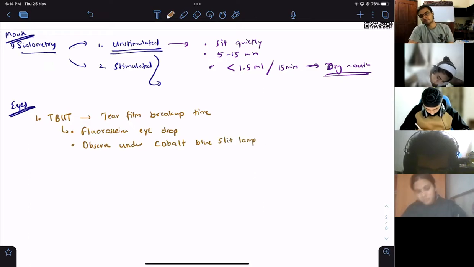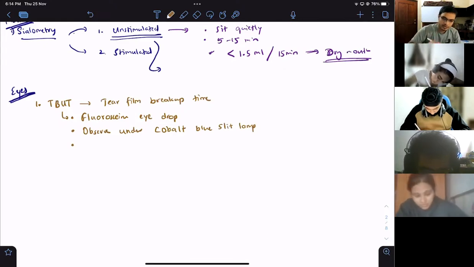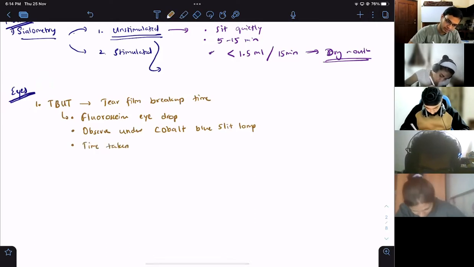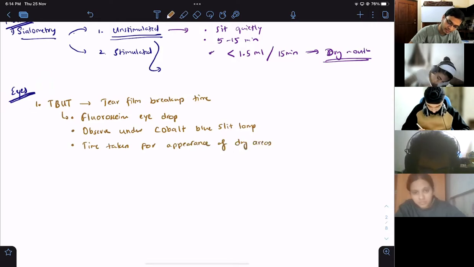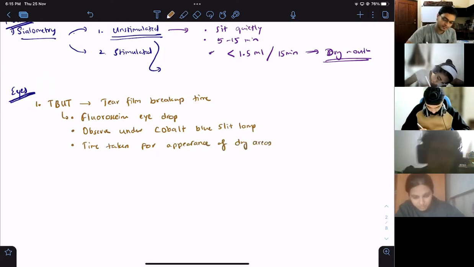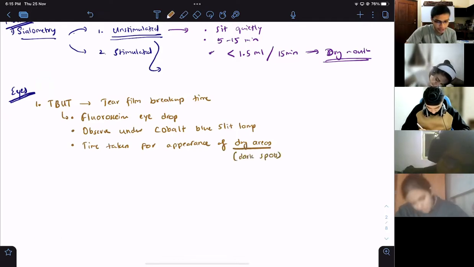And what are we looking for here, guys? Just write it down, I will explain. We observe for the time taken for the appearance of dry areas. These dry areas, guys, we see them as dark spots. I will teach you, don't worry, just write it down.